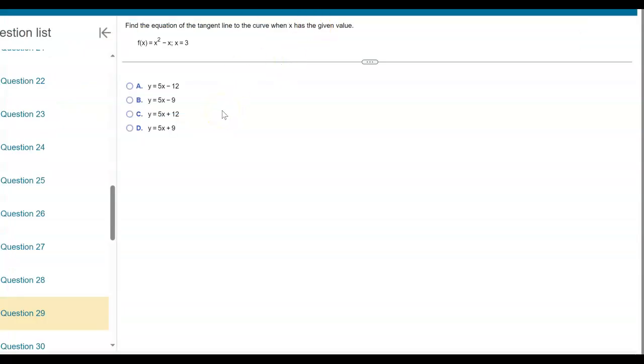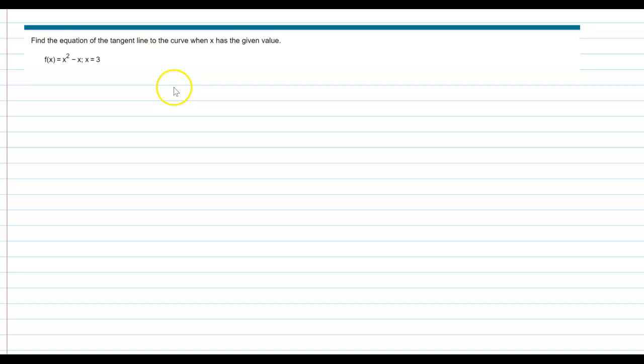So the next application of the derivative or definition of the derivative is the slope of the tangent line. So in this next problem here, you are to find the equation of the tangent line to the curve when x has the given value. So that means your curve is f of x equal to x squared minus x, and x is equal to 3. So now to solve this, since we want to find the equation of the tangent line, that means we have to find first the slope of the tangent line.